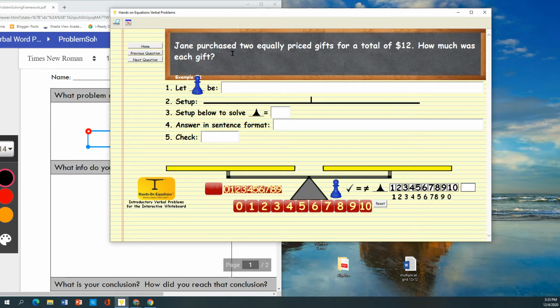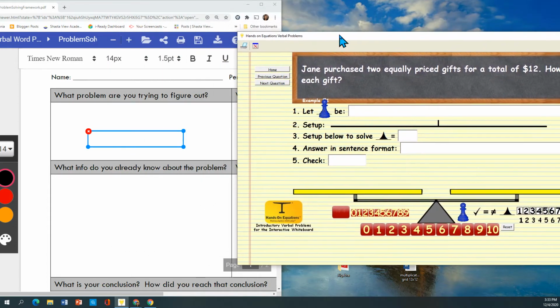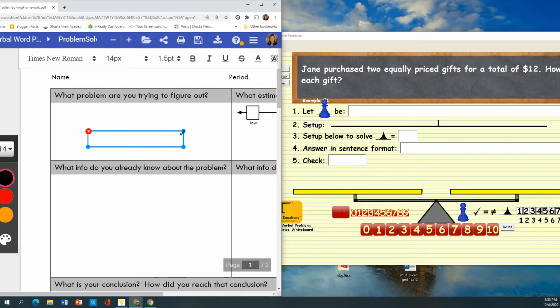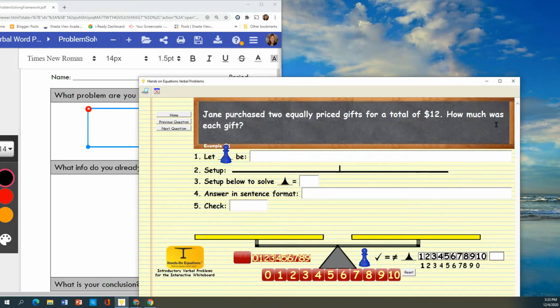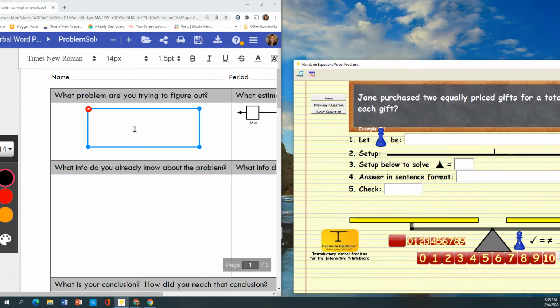So it says Jane purchased 2 equally priced gifts for a total of $12. How much was each gift? So let's look over here at the first question. It says, what problem are you trying to figure out? Well, if you look at that problem, think about what the question is. So what are they actually asking us to do? How much was each gift? So that's actually what we're trying to figure out. And so that is our question.